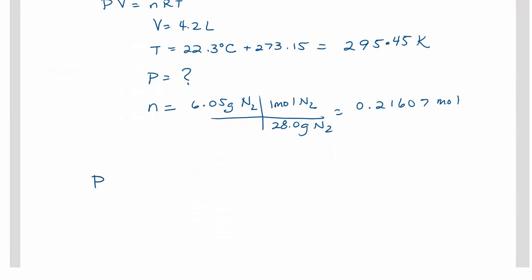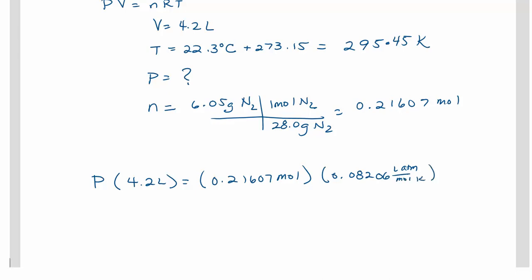So P is what we're looking for. I'm going to fill in. I have my V at 4.2 liters, and that is going to be equal to our N, 0.21607, but this value is actually just still in my calculator. R is the ideal gas constant, and that is liters, atmospheres, mole, Kelvin. And then T is going to be 295.45 Kelvin. So the right side of my equation, I just multiply these 3 values together.